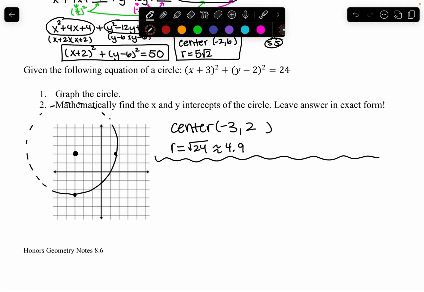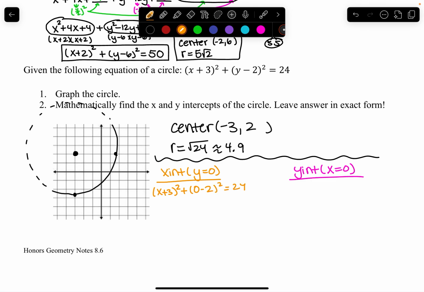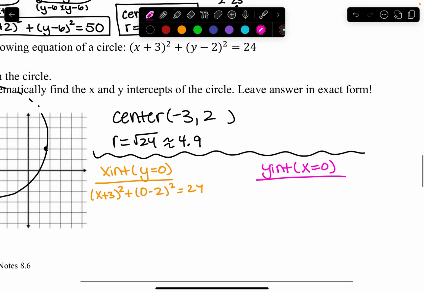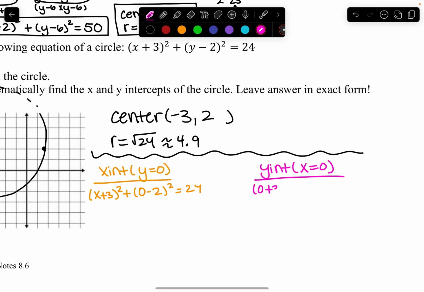Now, anytime that you have an x-intercept, just as a reminder, your x-intercept is anywhere that you have a y value of 0, okay? And then our y-intercept is anywhere that you have an x value of 0. So what we're going to do is we're going to take our standard form equation that we have up here, okay, and we are going to plug in 0 for y. So this will be 0 minus 2 squared equals 24. And then whenever we go to do our y-intercept, that's where x is 0. So this is going to be 0 plus 3 squared plus y minus 2 squared equals 24.